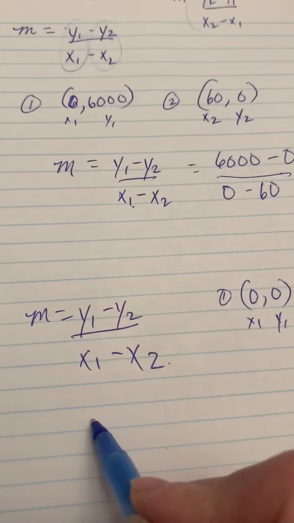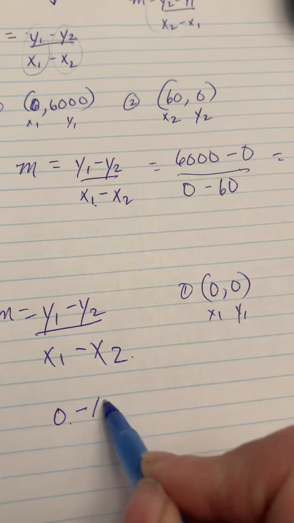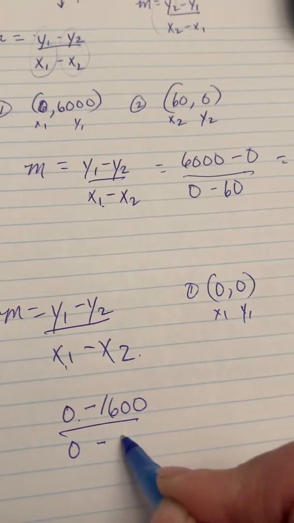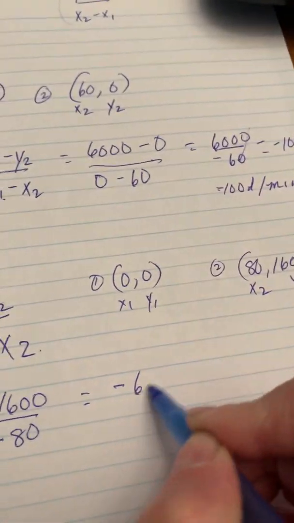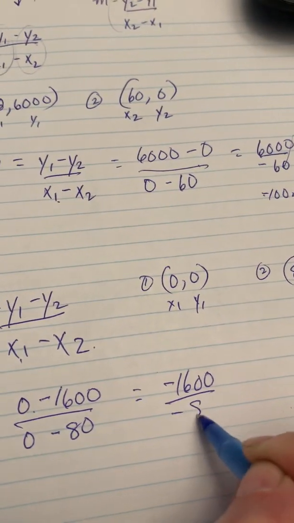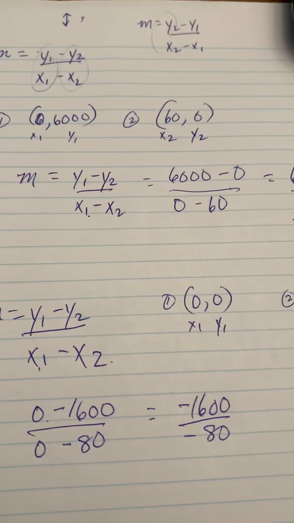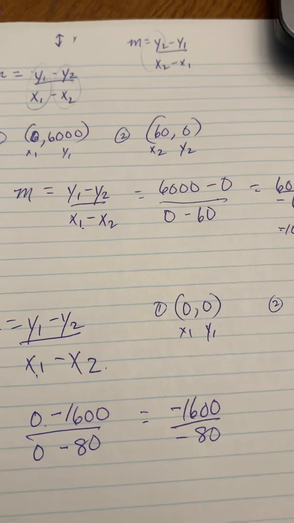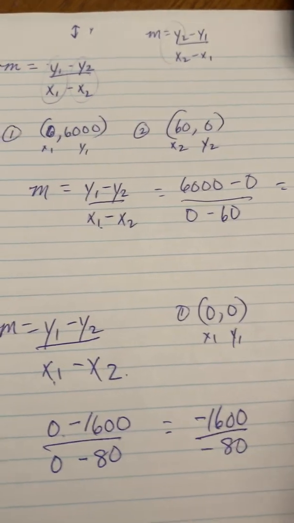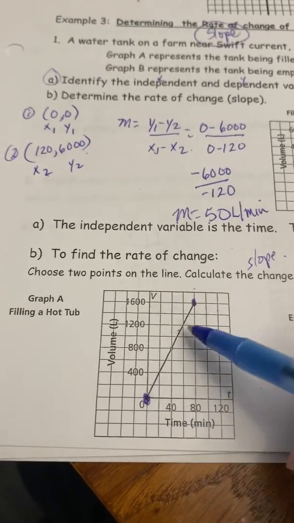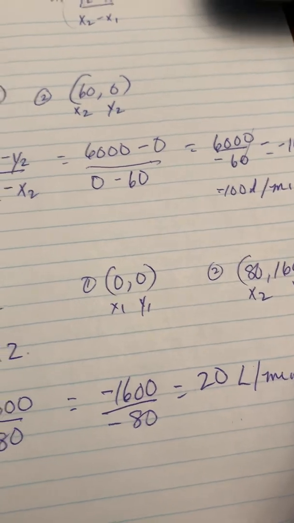x2, y2. And now I'm going to plug in my formula here. y1 was 0 minus 1600. x1 was 0 minus 80, and you get negative 1600 over negative 80, and we know that a negative divided by a negative is a positive. Oh, and we're going to get a positive 20. So this hot tub is being filled at a rate of 20 liters per minute, okay? And that makes sense because it's positive.